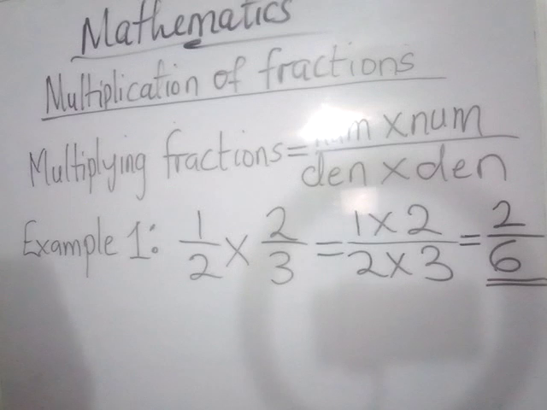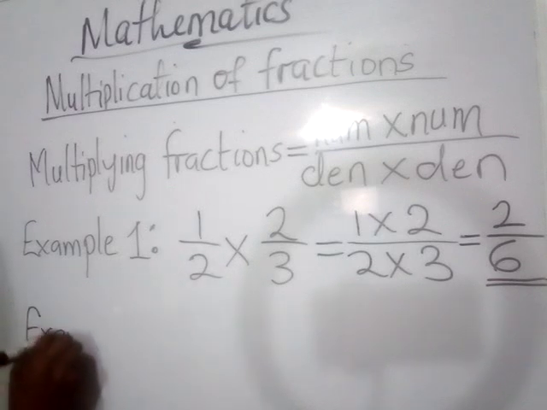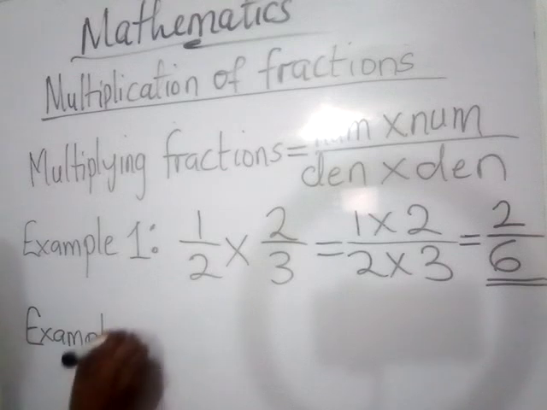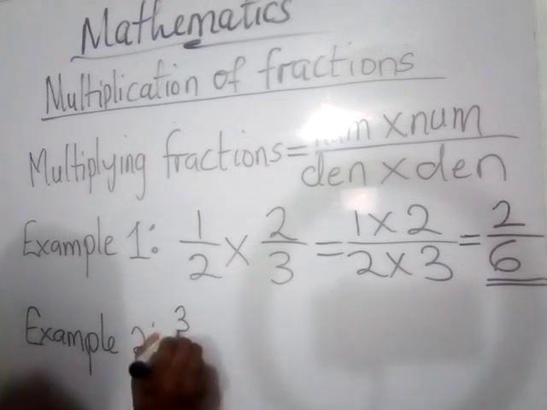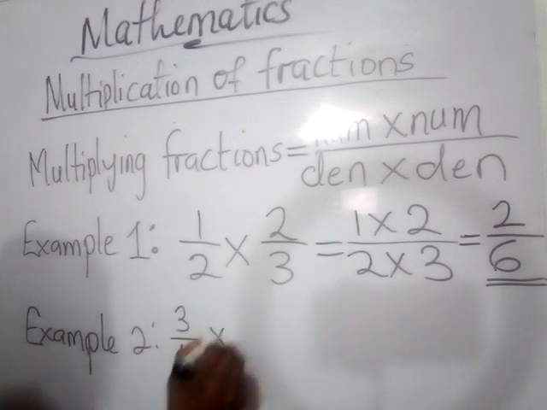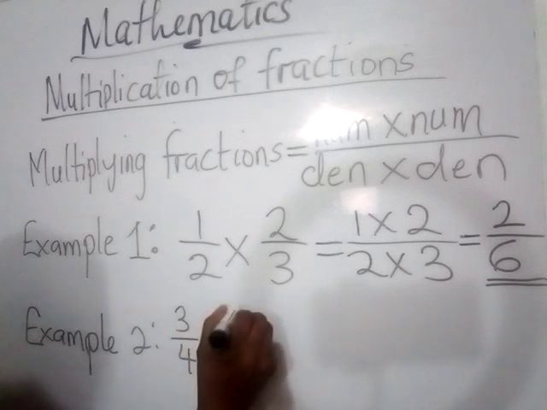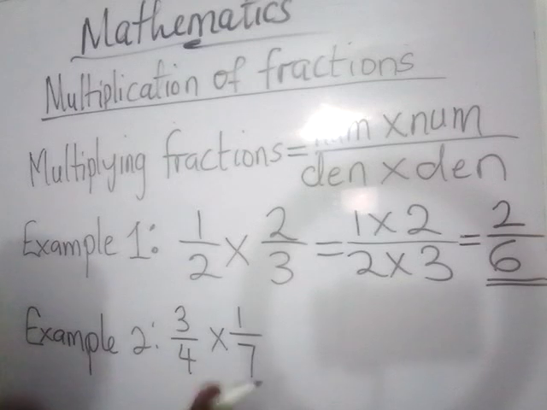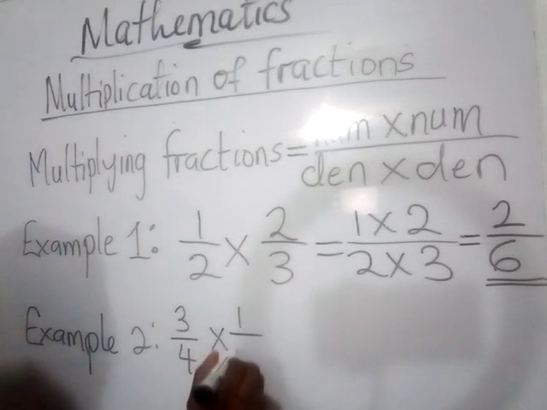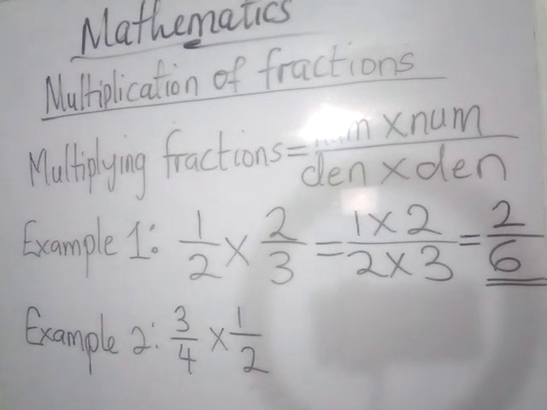Okay, let's take one more example. Okay, so example 2. Let's look at 3 over 4 times 1 over 2. I don't want it to have two numbers that are too large, okay?